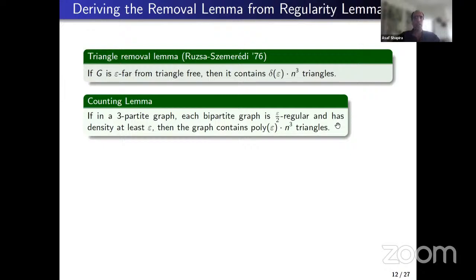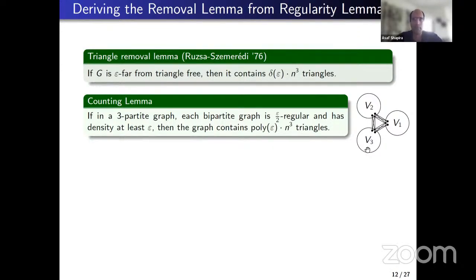And the proof of the triangle removal lemma also uses the counting lemma. What does the counting lemma state? It states that if you have three vertex sets V1, V2, V3, and the three bipartite graphs between these three clusters are dense, meaning they have density at least epsilon, and they are epsilon over 2 regular. So remember, this means that if you take any pair of subsets, let's say in V1 and V2, the density between them is very close to the density between V1 and V2, then the number of triangles between these three sets is large.